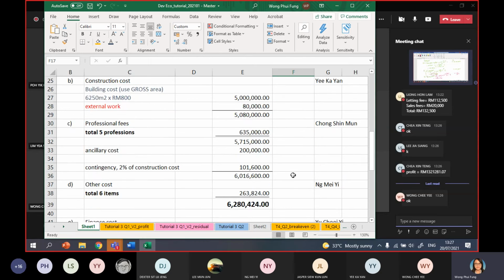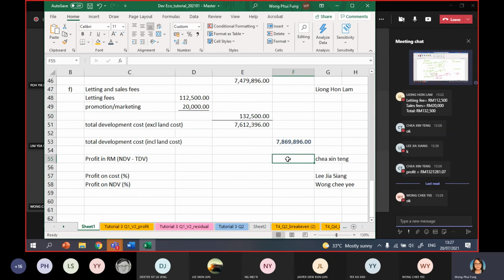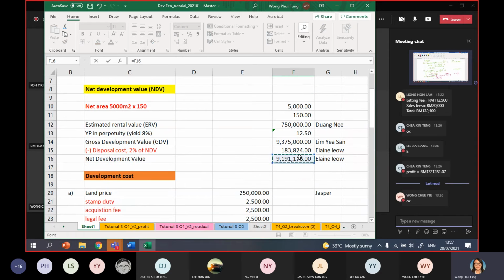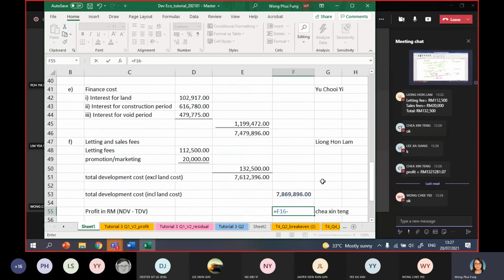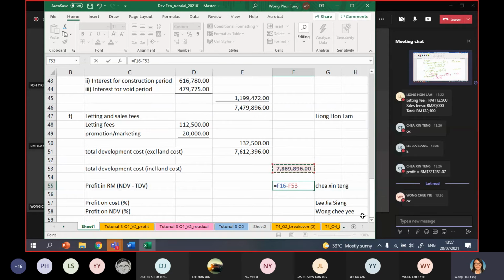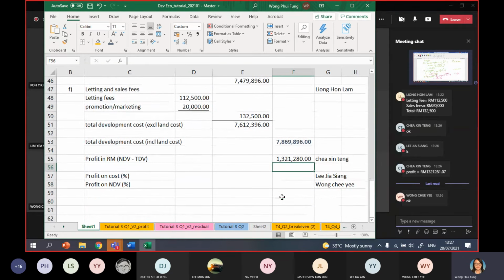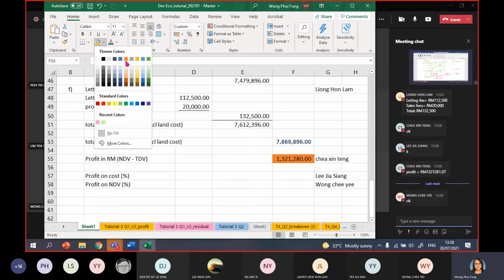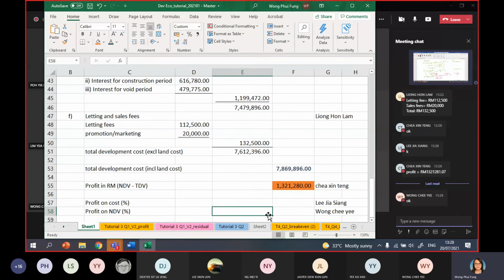Okay, your NDV is this one. So to get the profit, you just use your NDV here minus all the TDC including the land cost. So you should be able to get 1,321,280. This will be your profit. Then we wait for Jiaxiang to get me profit on cost in percentage, and then Qi on profit on NDV in percentage.